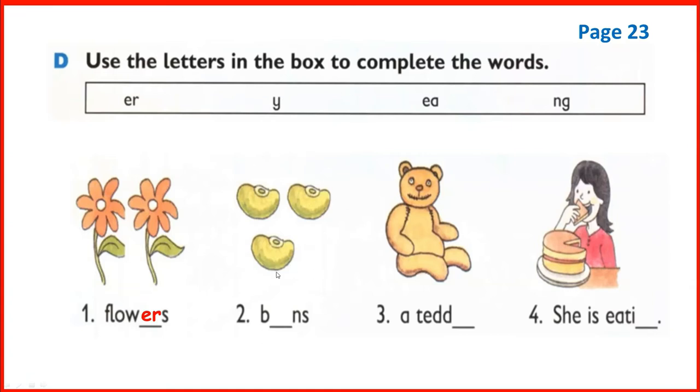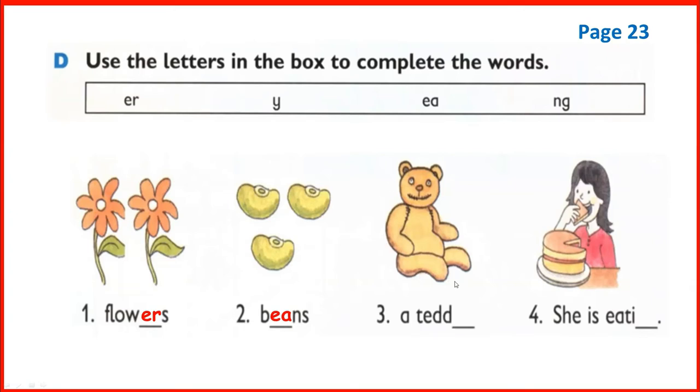And what are these? They are beans. Okay, and what's the spelling of beans? B-E-A-N-S. Beans. Where is EA? Yes, EA. Now you have to write EA in this blank. Okay, like this. Now number 3, a teddy.